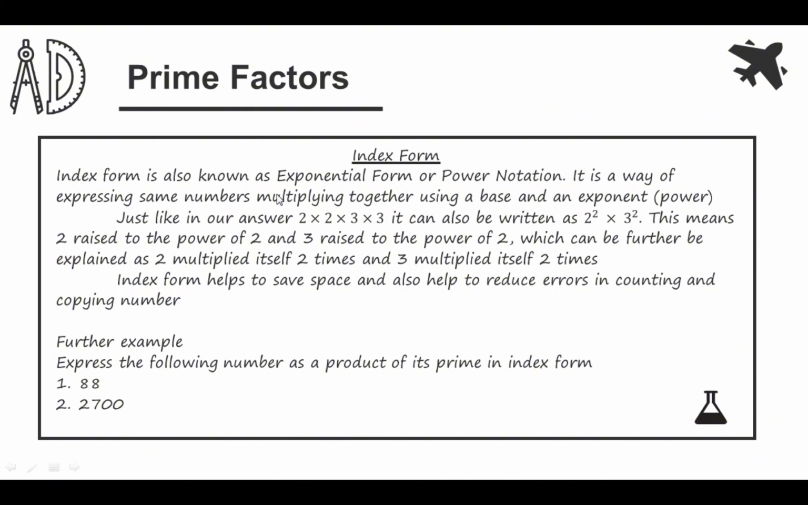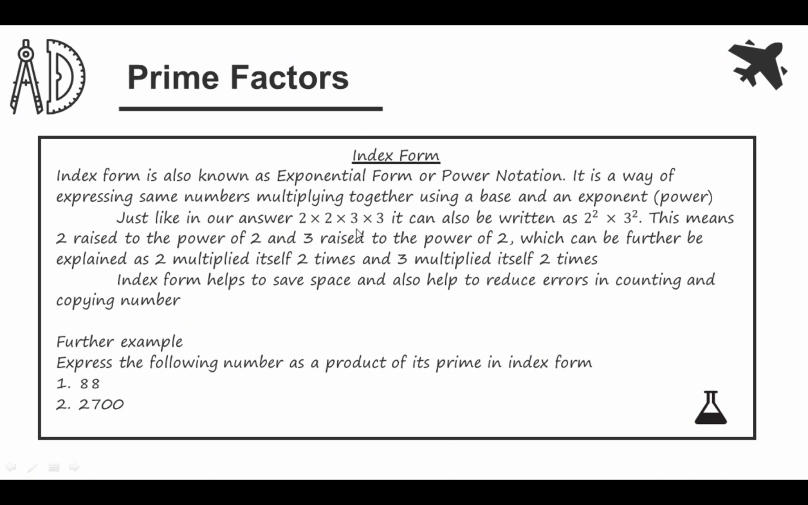This is a way of expressing the same numbers multiplied together using a base and an exponent, which is the power. What does this mean? Like in our previous answer of the prime factors of 36, we have 2 times 2 times 3 times 3. Now this can be written as what? 2 raised to power 2.